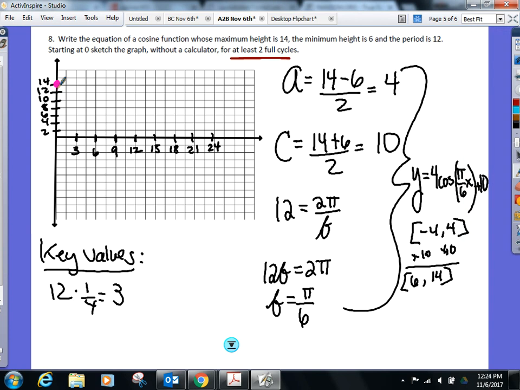So get out your cosine curve if you need to. Here we go. Cosine starts at its max, then travels down to 0. What's the 0 in our case now? Well, the 4 doesn't affect it, but the 10 will. So our 0 is really going to be 10 here. Okay, so max goes to its 0, then hits its minimum, which we decided was 6.